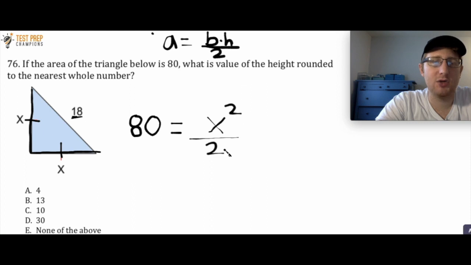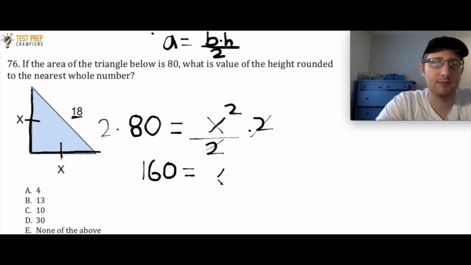Now, if I want to get the x by itself, what I need to do is deal with this 2 here. So if I have x squared divided by 2, if I multiply by 2, it's going to cancel these out. It's going to leave me with x squared, but not so fast because you also have to multiply by 2 on this side, because whatever you do to one side, you also have to do it to the other. All right, so 160 equals x squared.